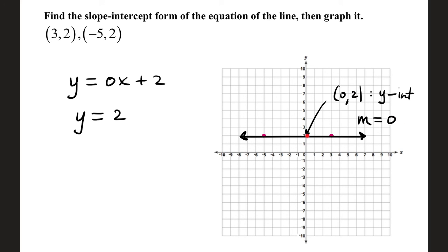This one cuts through the y-axis at (0, 2), so that's our y-intercept. Writing our equation in y equals mx plus b form, because our slope is 0, we don't have to write the x term. y equals 2. If you take any point on this horizontal line, its y-coordinate will be 2.